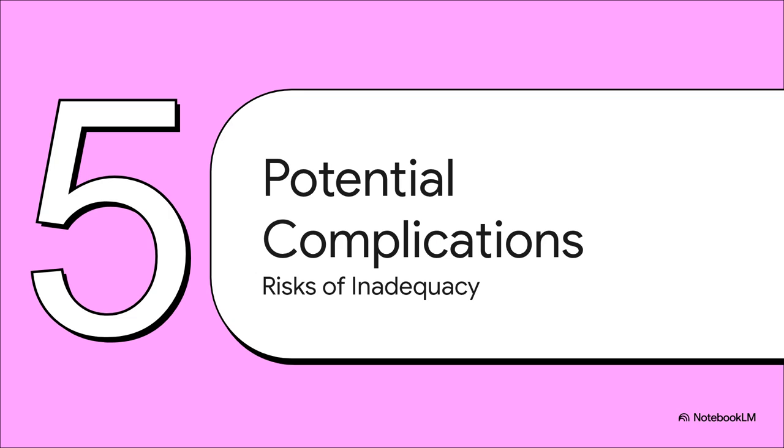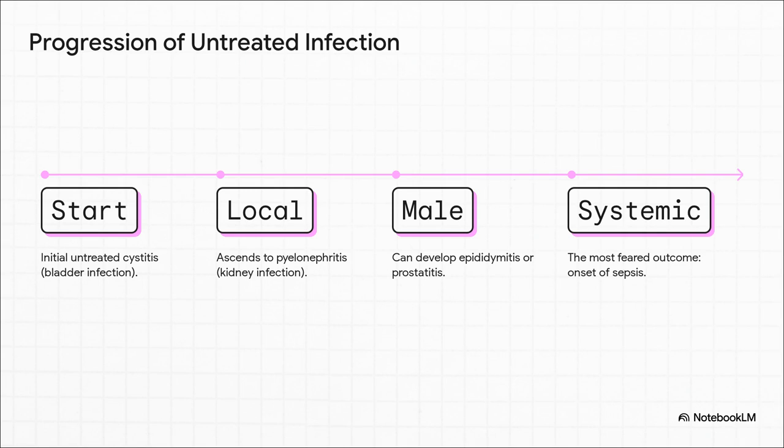Failing to treat cystitis properly or in a timely manner can have some really serious consequences. Let's take a look at the risks of letting this infection progress. An untreated bladder infection can kick off a truly dangerous chain reaction. It can ascend to the kidneys, causing pyelonephritis. In men, it can spread locally, leading to epididymitis or prostatitis. And the worst-case scenario for any of these pathways is the same: the onset of sepsis.